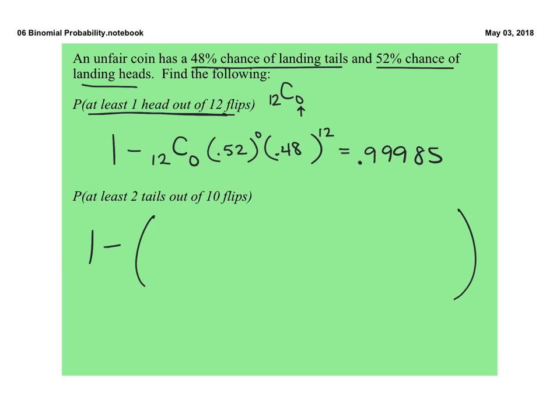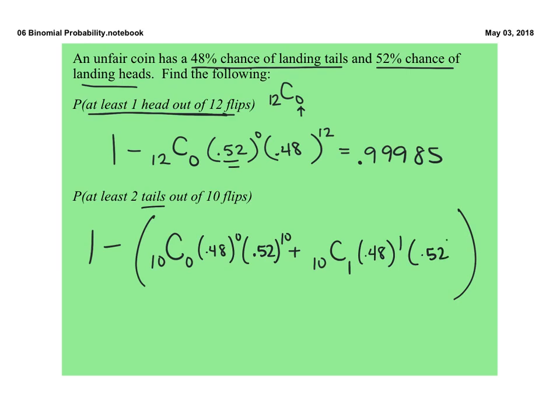We need at least 2 tails. That means if I have 10 flips, no tails doesn't work, so that's why subtracting it from 1 helps us. Or 1 tail doesn't work. Now I'm going to set it up, and I have to be careful because the last one was asking for heads as the thing of success, but this one is saying tails is now the success. So I'm going to list 0.48 here and 0.52 next, and we want 10 of those, and 0.48 here with a 1, and 0.52 then with a 9 there. I'm going to put it in my calculator just like that, and it does help.